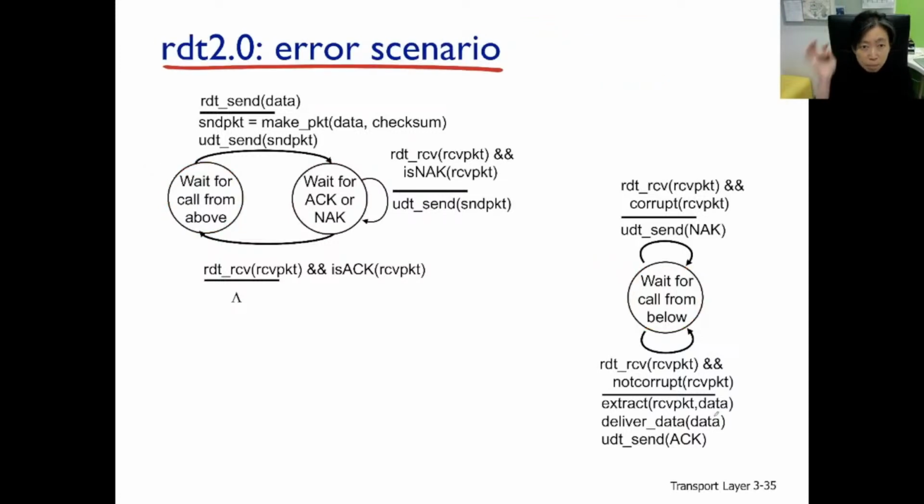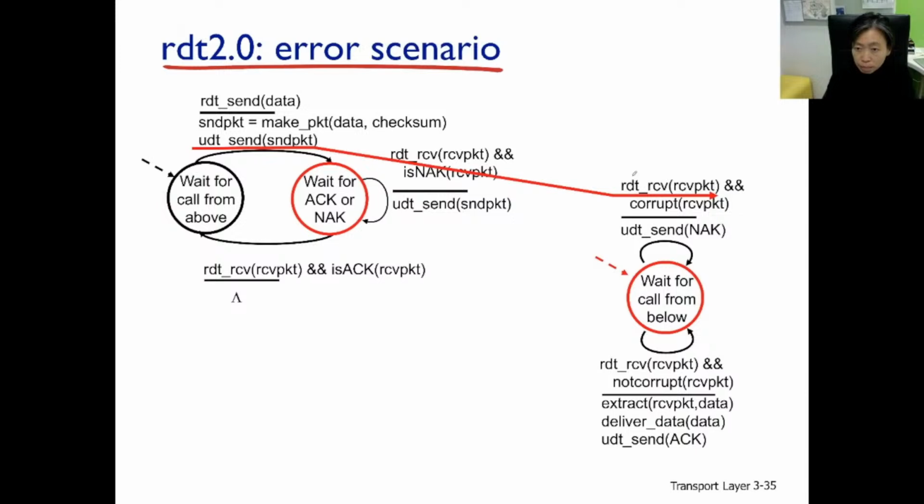The next example is more interesting, where there is error. Similarly, the sender starts from the wait for call from above state, and the receiver starts from the wait for call from below state. There's a call coming in, generating the packet, and sending the packet out through the network layer. Straightforward. So this event matches and these actions are taken, and we take the transition and move to the wait for ACK or NAK state. And that's going to generate a packet to the receiver.